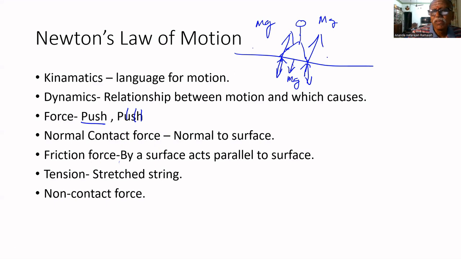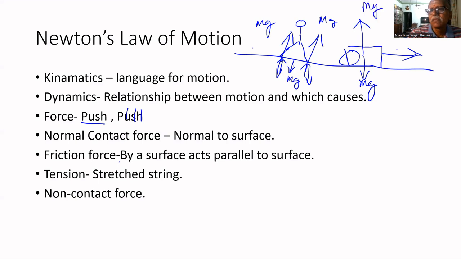Friction force. Suppose a vehicle or a mass is moving along this surface. Its weight mg acts downward, and an equal and opposite force, also mg, acts upwards. Suppose we apply a force F in this direction so that the mass moves towards the right; then another force will act to the left.